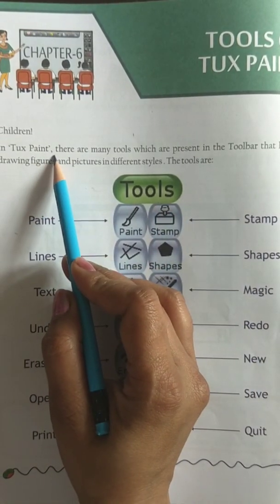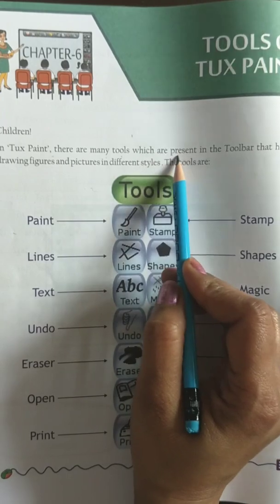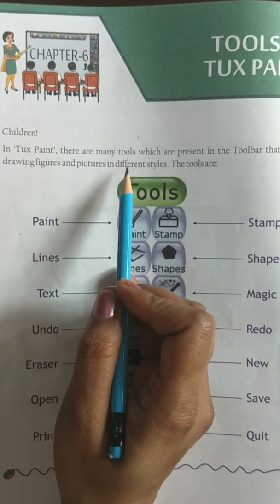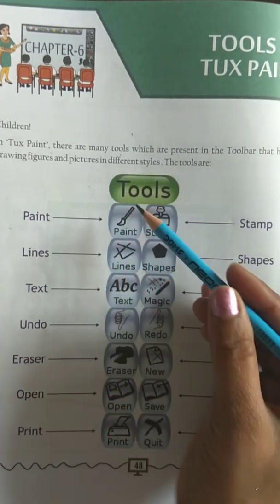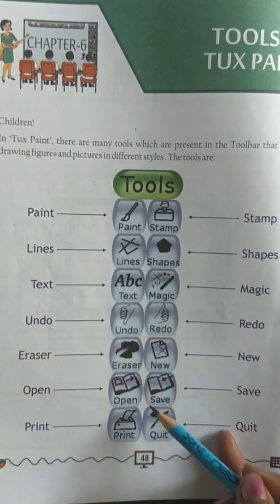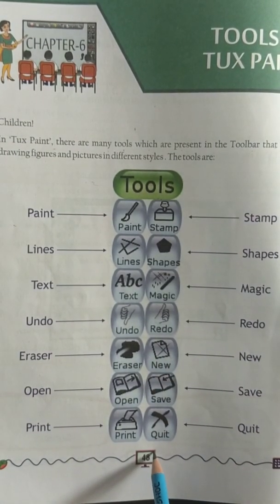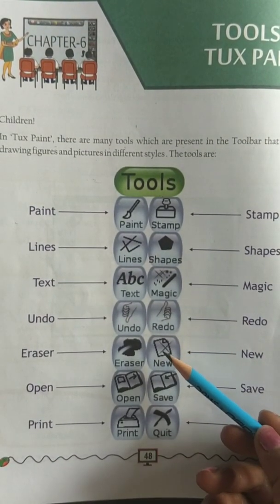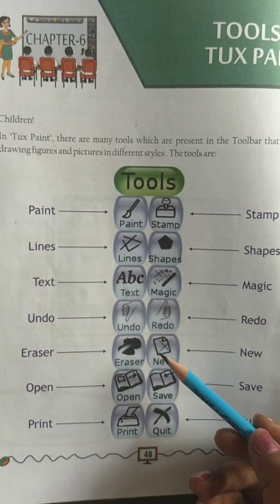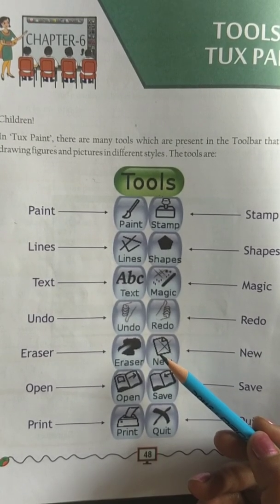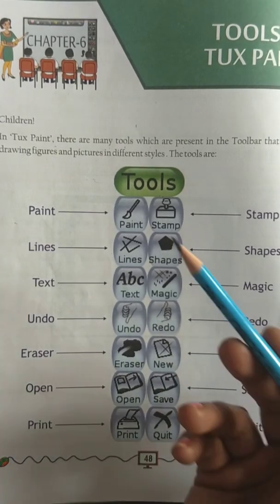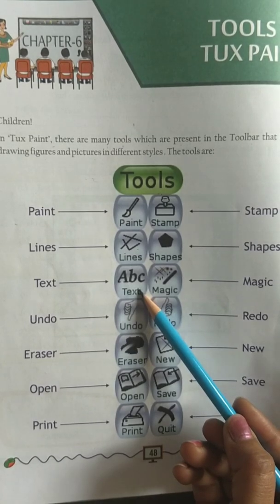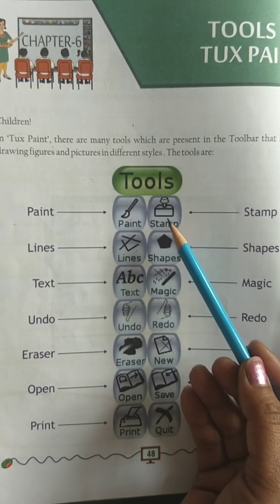Children, in Tux Paint there are many tools present in the toolbar that help in drawing figures and pictures in different styles. So you all know these are the tools that are present on the left hand side of the Tux Paint screen. All these tools will help you to draw, to make any kind of changes or to make it more attractive. Whatever you are drawing, you can draw using the lines tool, shapes tool, you can write text also in your drawing, and you can draw some kind of stamps.